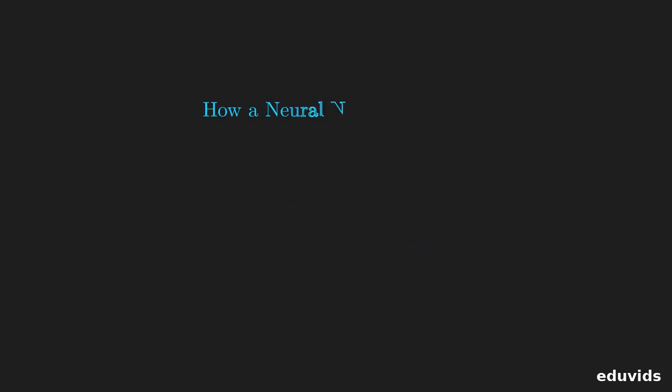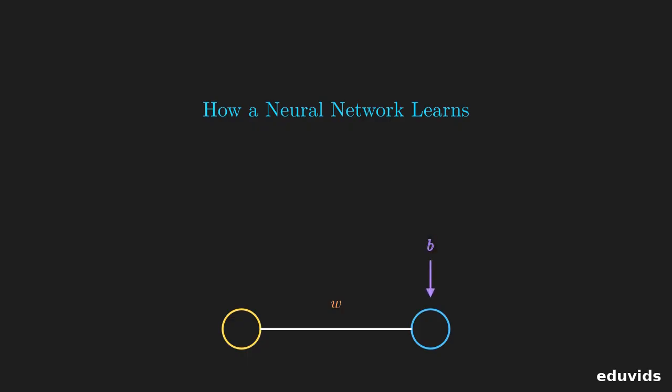Now, let's understand how a neural network learns. Each connection between neurons has a numerical value called a weight. Weights determine the strength or importance of an input connection. Every neuron also has a bias, which is an extra input that helps adjust the neuron's output. Together, weights and biases allow the network to make flexible decisions.